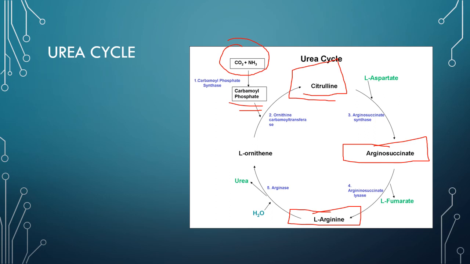Urea is not to be kept. Urea is an excretory material. It needs to be eliminated out of the body. That is why in the urine test, you perform the BUN test, that is blood urea nitrogen. Because if there is more nitrogen, you could suffer from a disease called azotemia. So that's all from the urea cycle. So the urea cycle is extremely essential in the human body.